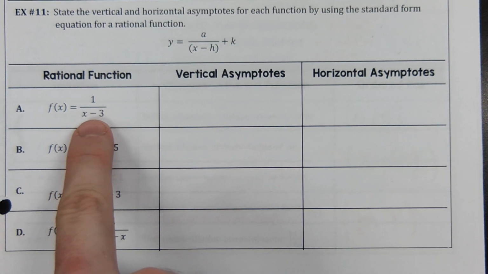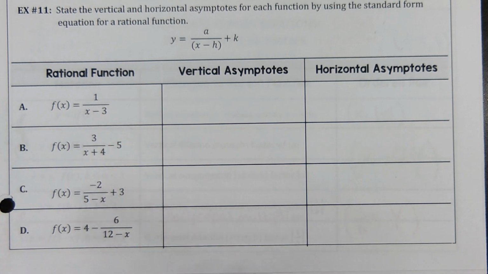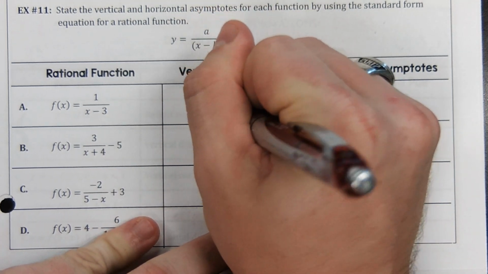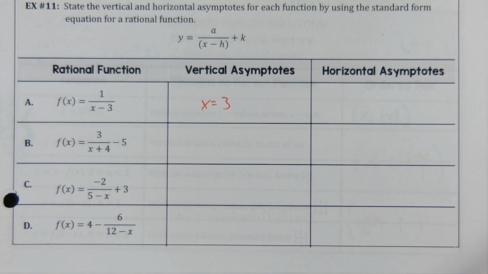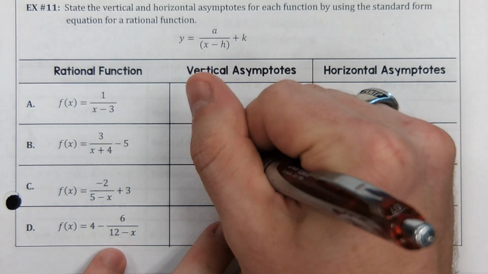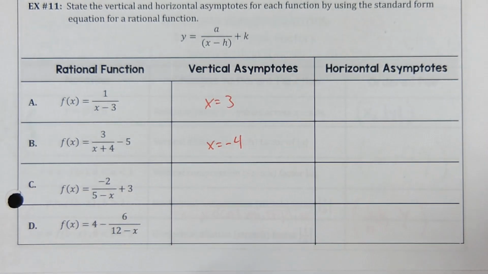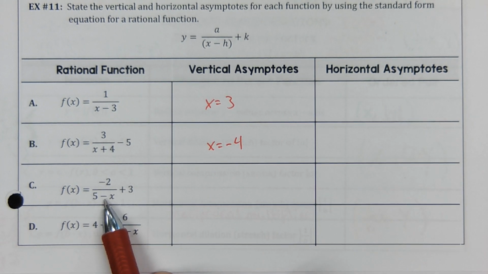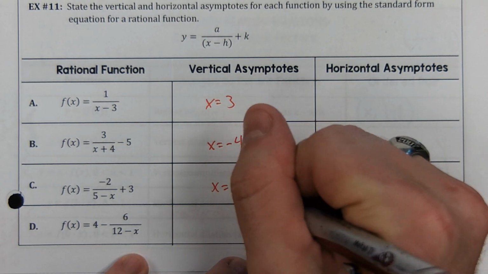What makes the bottom equal 0? Positive 3. So you just write that the vertical asymptote is at x equals 3. You must write x equals, or it is not the equation of a line. What makes the bottom equal 0? Negative 4. x equals negative 4 is my vertical asymptote then. We're not describing the transformations. We're just saying what makes the bottom equal 0 for this one. 5. x equals 5 then.